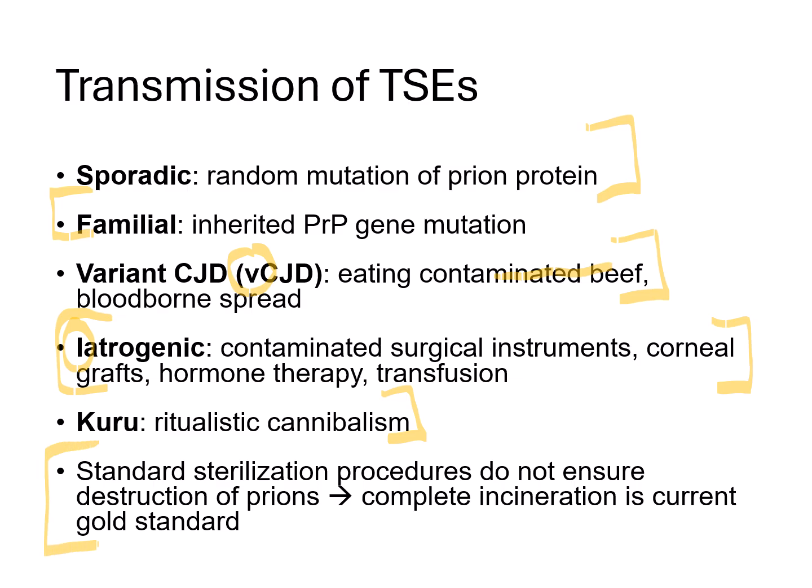Unfortunately, as I mentioned earlier, prions are extremely hard to destroy. Normal sterilization methods do not work, and the current gold standard is complete incineration, so burning the contaminated materials completely to ash. Although there are developments, so they're trying to make this enzyme called prionzyme that destroys specifically the PrPSc form, but again, the current gold standard is still complete incineration.